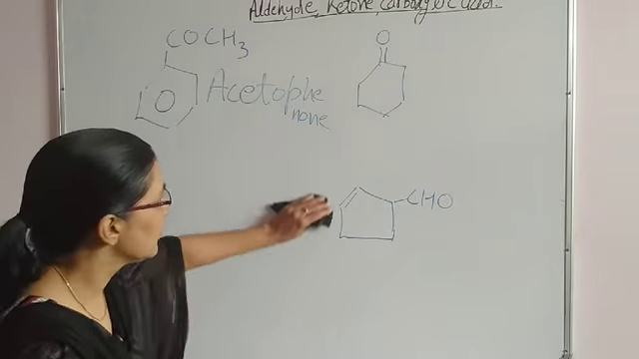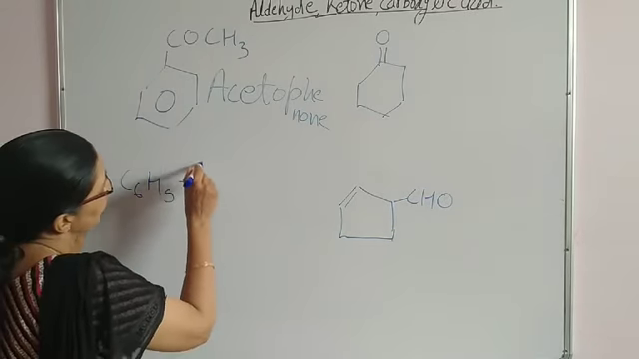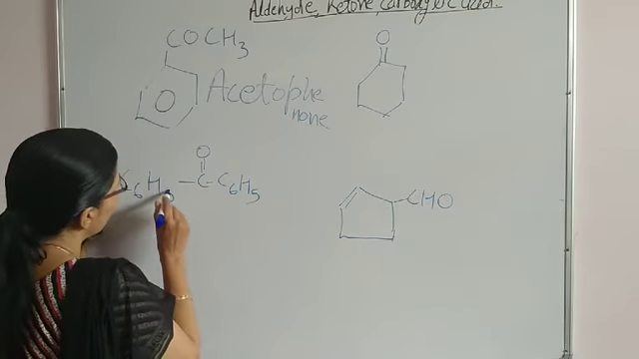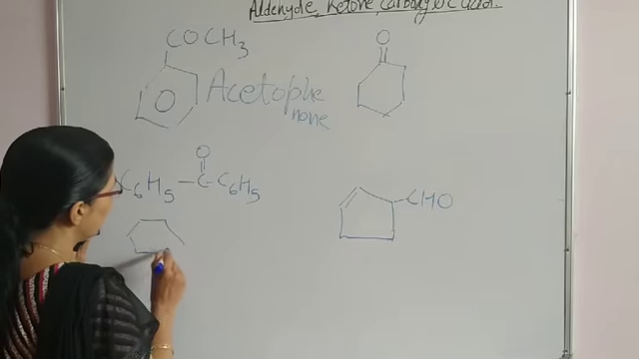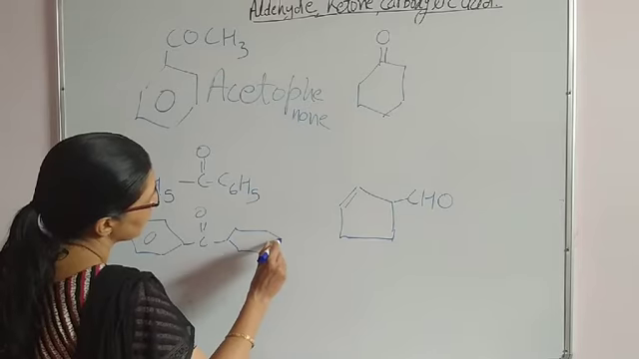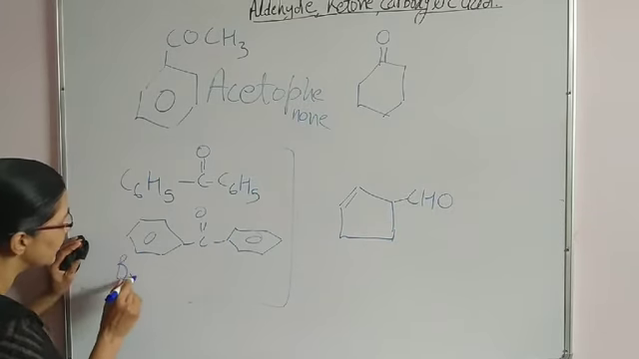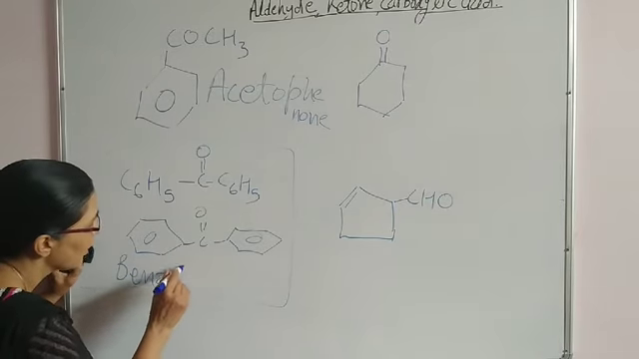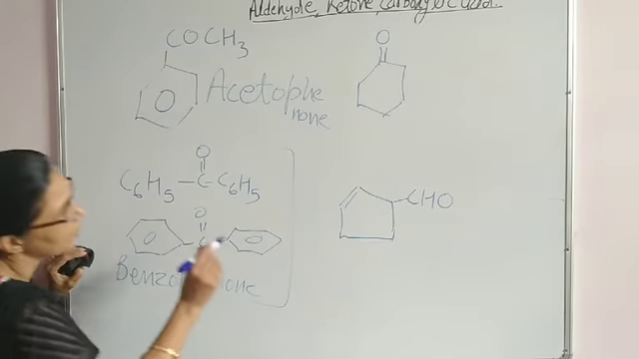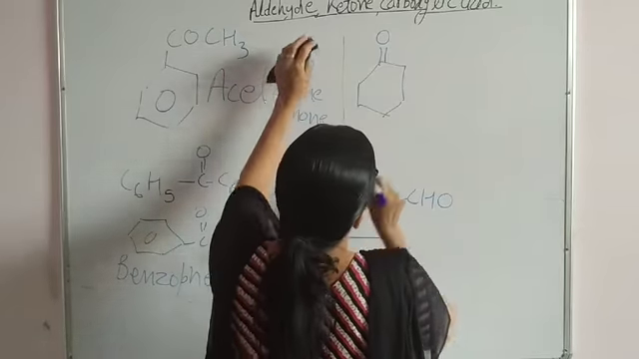Now, next in the row is C6H5, C double bond O, C6H5. Or you can say one benzene ring, carbonyl group, another benzene ring. It is known as benzophenone.